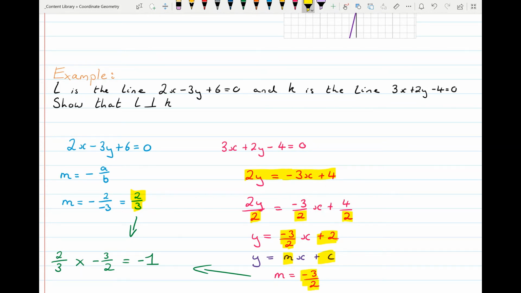In order to show that L is perpendicular to K, I need to multiply the two slopes together. If they are perpendicular, my result will be negative 1, which it is. So then I have proved that they are perpendicular. Just finding the slopes on their own isn't enough. You need to multiply them together to prove it.